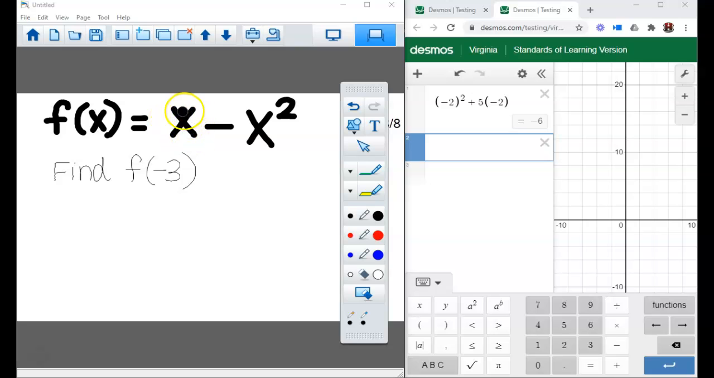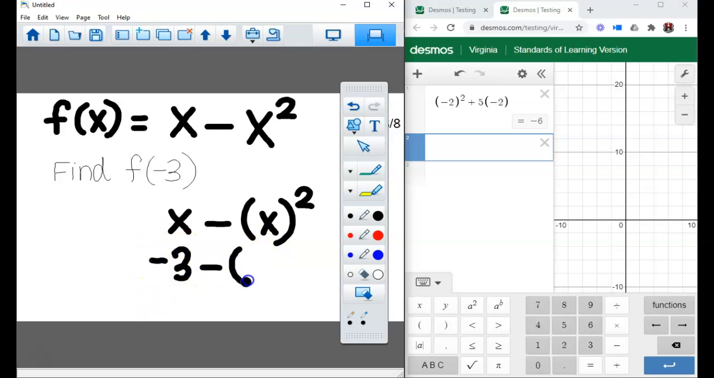So this first x that I see isn't raised to a power, and there's nothing being multiplied by it, so that x does not need parentheses. Then I have my minus sign. Now I see x raised to the second power. With that exponent, I know I need parentheses, so I'm going to wrap that x in parentheses and put the exponent on the outside. So this x needs no parentheses because it doesn't have a power and isn't being multiplied by anything. This x needs the parentheses because of its power. Now we input -3 for each of these x's, so we get -3 minus -3 in parentheses squared.